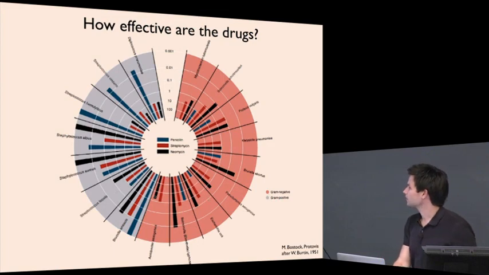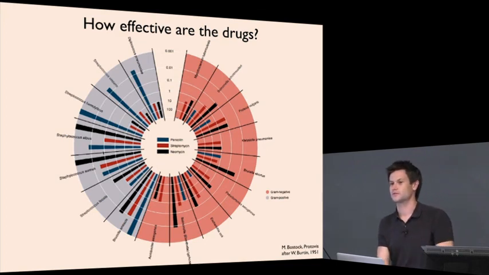So I will first explain it. So red would mean gram negative. Blue would mean gram positive. And here you see the different, how effective they are, basically. Yeah? Is there any trend that you can see here?